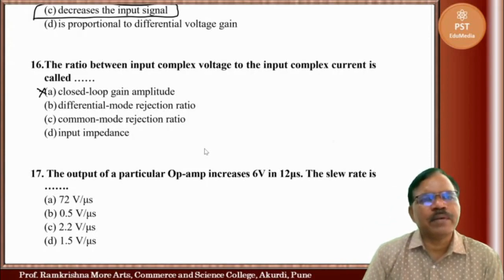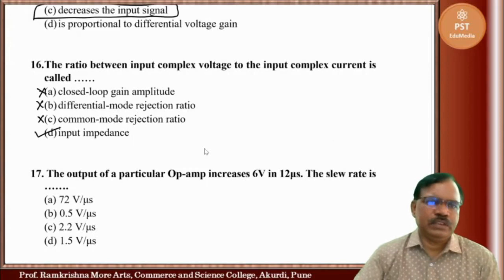So out of these: closed loop gain amplitude? No. Differential mode rejection ratio? No. Common mode rejection ratio? No. It is input impedance.